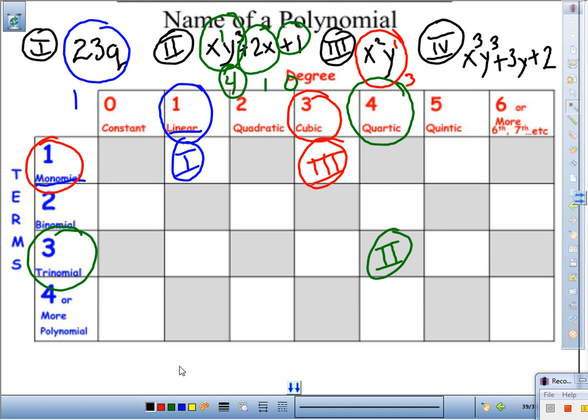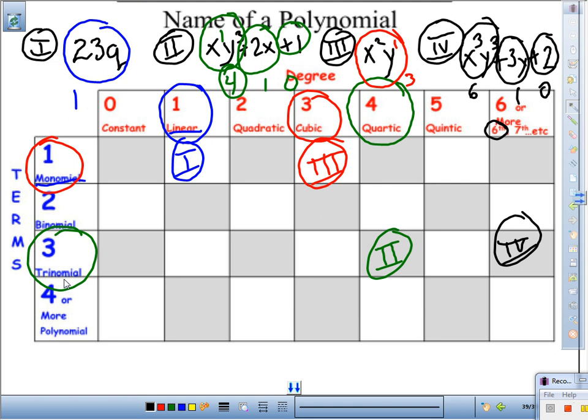And here goes the last one. Here it goes. First term is 6. The second term is 1. The third term is 0. Highest degree is 6. So this is the 6th degree. 3 terms. So this is a trinomial. So that one goes right here. And this is known as a 6th degree trinomial.